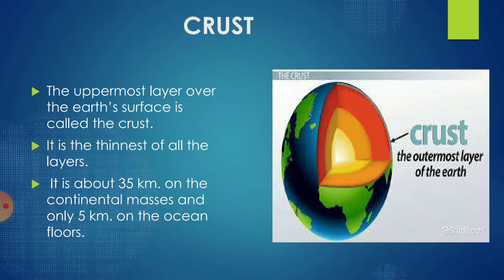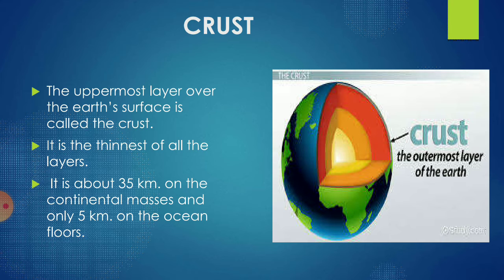Now the first layer, or the uppermost layer, is the crust. It is the thinnest of all the layers. You can see the crust here in the figure. It is the thinnest layer, right? So it is the thinnest and the uppermost layer of the Earth.